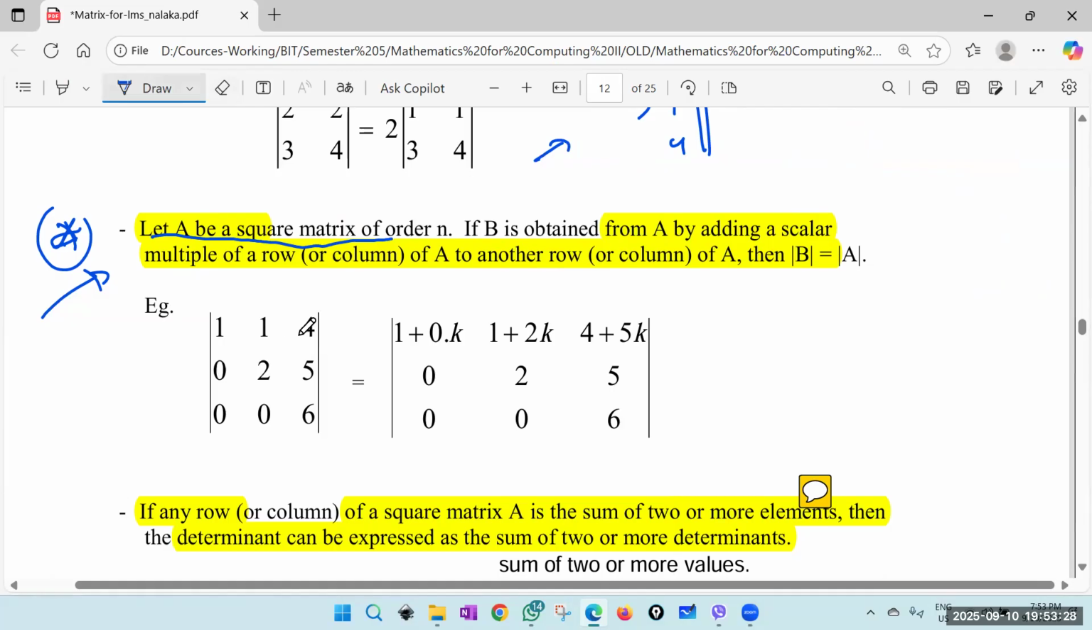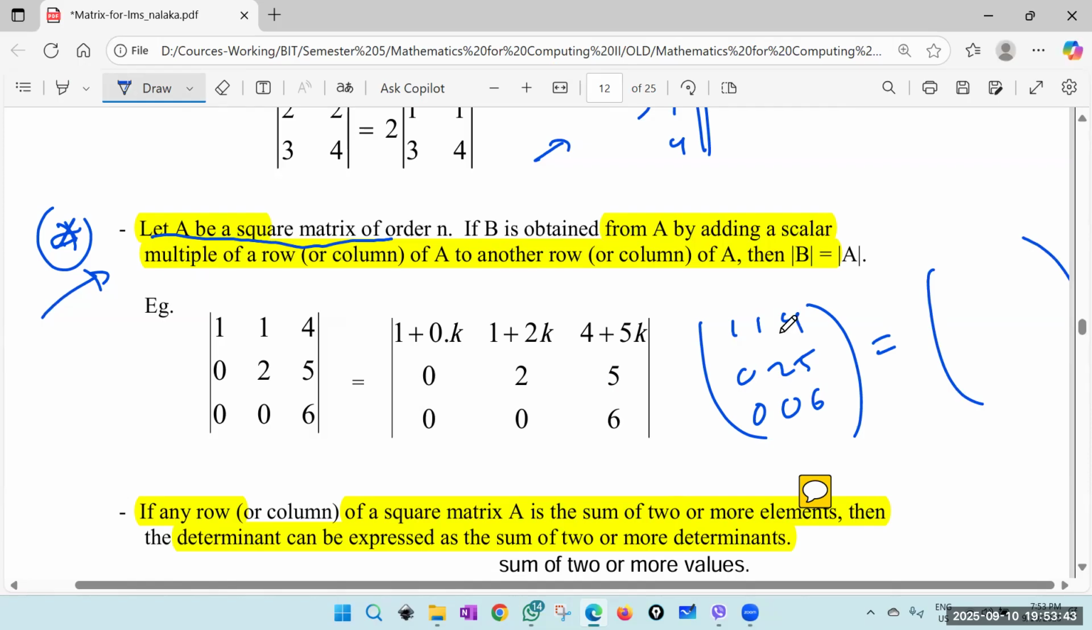So I'll take this example: 1 1 4, 0 2 5, 0 0 6. Now you get a determinant for this one, some number. Now I obtain another matrix, and then of course we can find the determinant of this one. How do you get this matrix? I will keep two rows or two columns the same, but I'm going to change one row or one column. So in this case, we have decided to keep these two rows the same without touching.